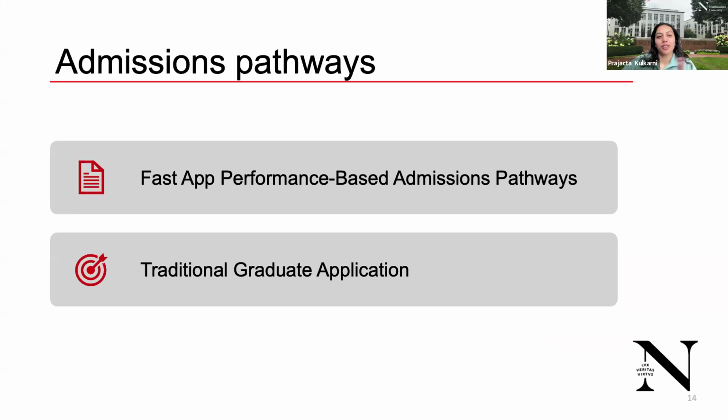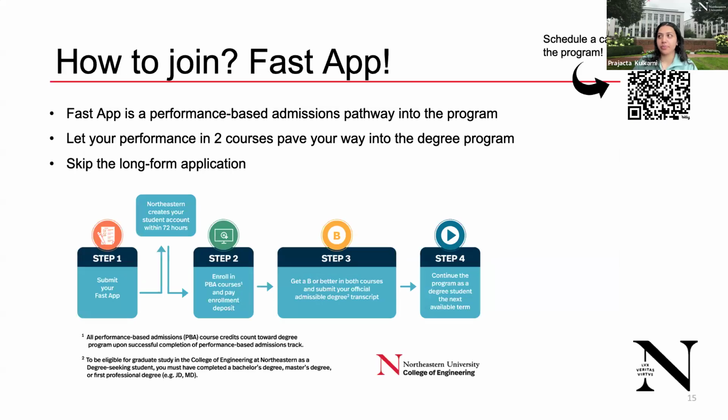So for the remainder of this info session, I will talk to you about the admissions pathways, what the FAST application is and how you submit it, and how you can sign up for your spring semester classes. As far as the admissions pathways go, we have two different options for you. We have the traditional graduate application, or we also have the FAST performance-based application, which is what we're going to focus on for the remainder of this info session.